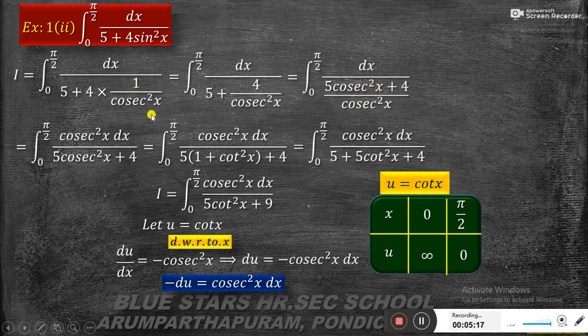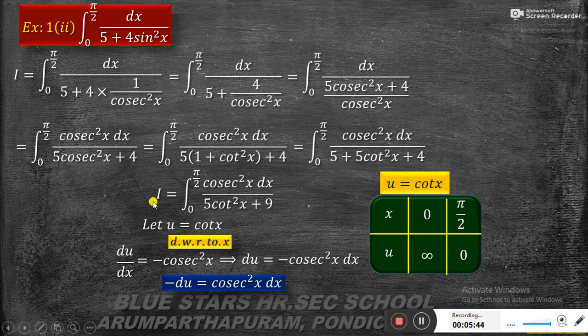In the next step, integral 0 to pi by 2 cosecant square x dx by 5 cosecant square x plus 4. In the next step, integral 0 to pi by 2 cosecant square x into dx by 5 into cosecant square x, you will write 1 plus cot square x. So you write 5 into 1 plus cot square x plus 4. In the next step you write integral 0 to pi by 2 cosecant square x by, you multiply 5, 5 plus 5 cot square x plus 4.